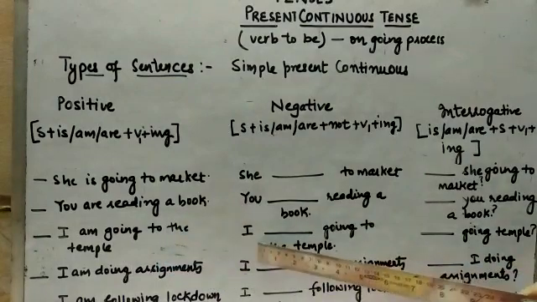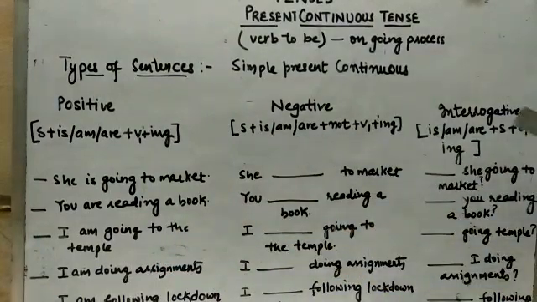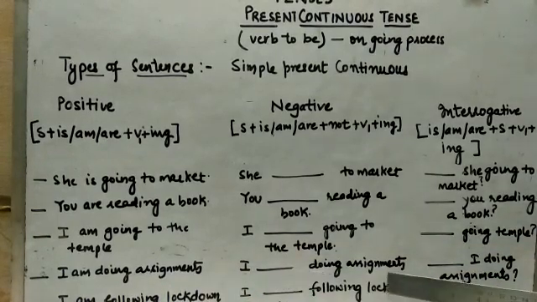The next example of positive is I am going to the temple. The negative will be I am not going to the temple. And interrogative will say: Am I going to the temple? I am doing assignments. I am not doing assignments. Am I doing assignments? Question mark.